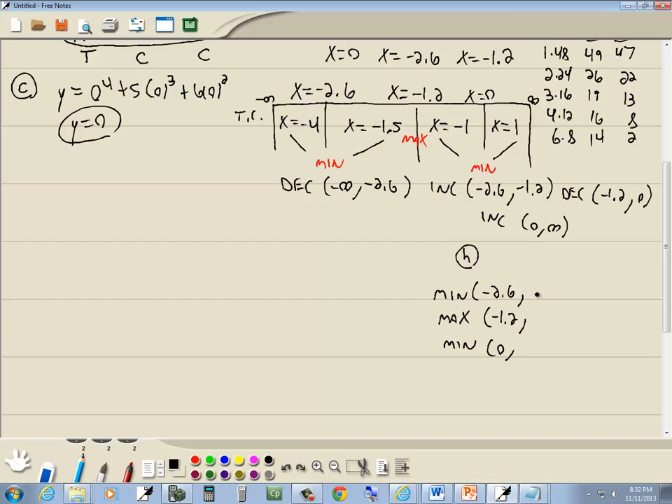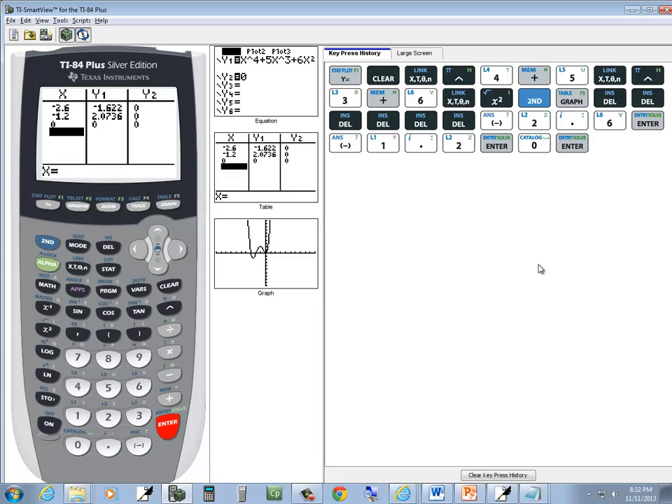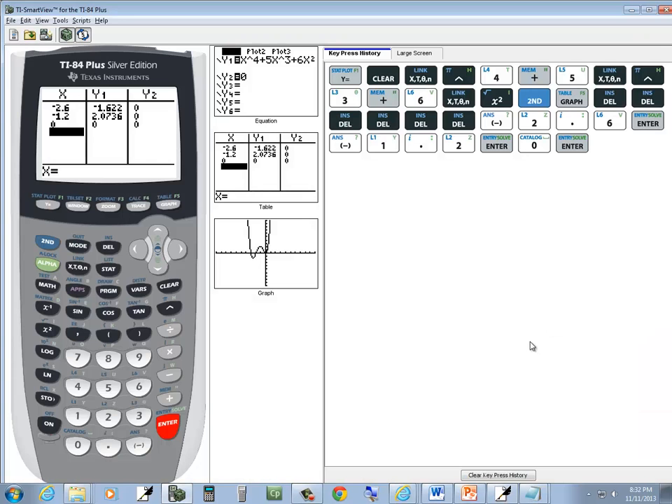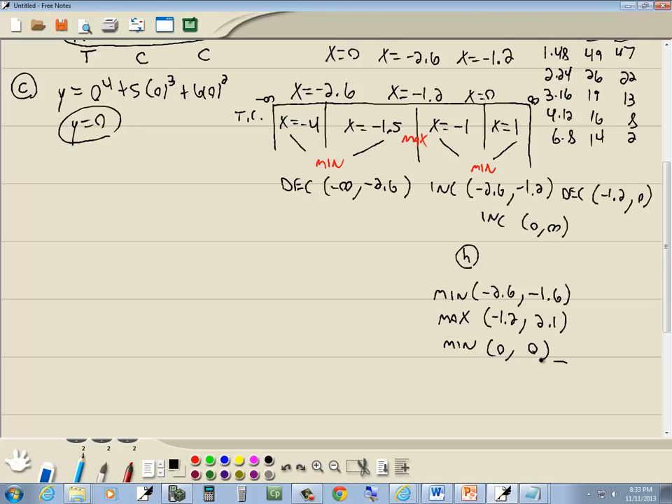Okay, so this one, negative 2.6, will give us negative 1.6. I'll round it to one decimal place. For purposes of graphing, doesn't do much good to go beyond that. Negative 1.2 gives us 2.1. And 0 gives us 0. So this will be our min and max, and these are increasing and decreasing.